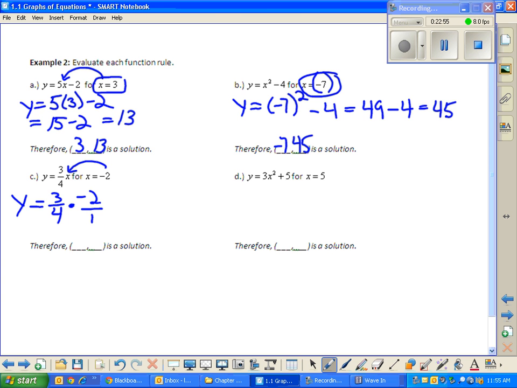So when I do this multiplication, 3 times negative 2 is negative 6, and 4 times 1 is 4. You have to reduce that. I saw in a couple of the quizzes people were forgetting to reduce. So watch those directions. It's always going to prompt you to make sure your answers are in lowest terms. So this reduces to negative 3 over 2. So what we actually get is an x value of negative 2 outputting negative 1.5.